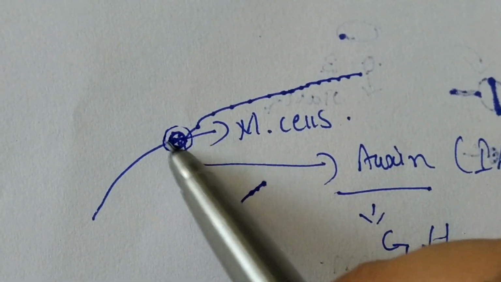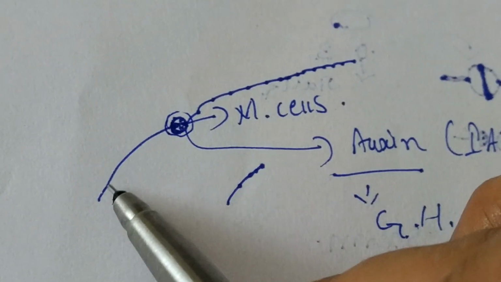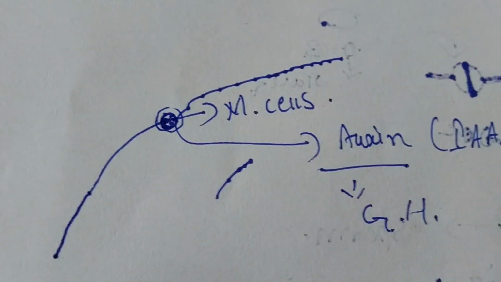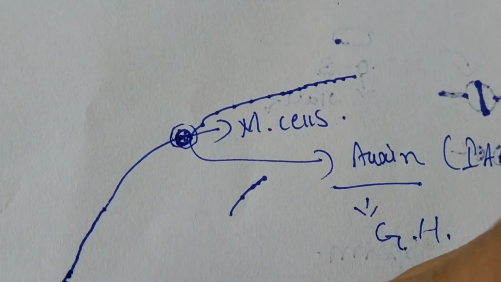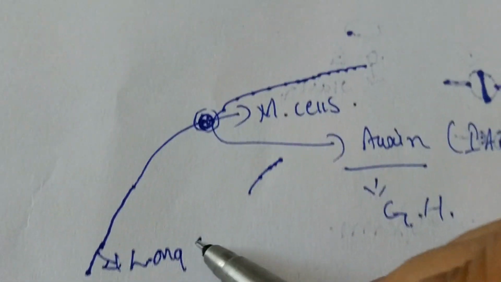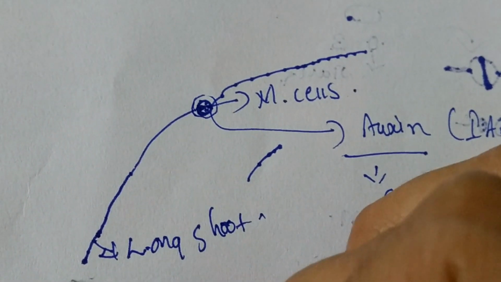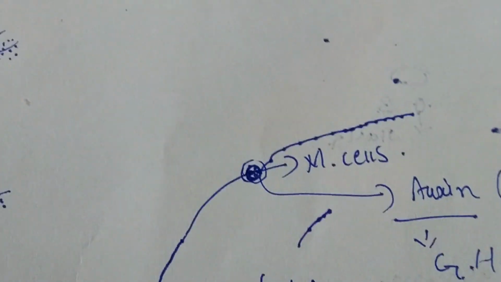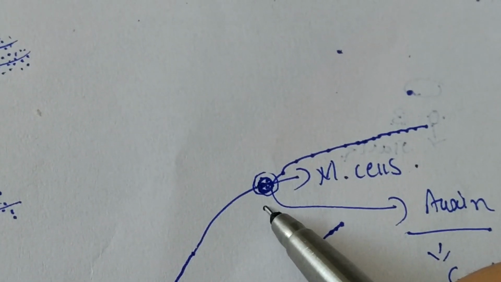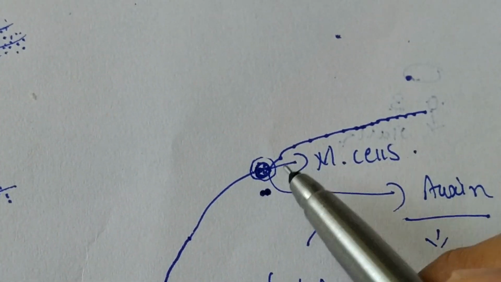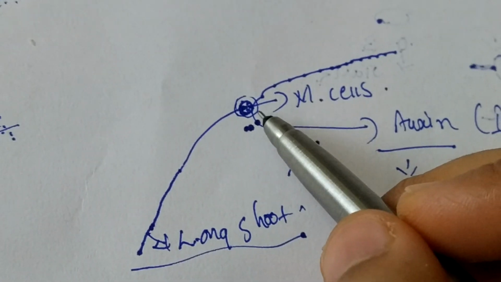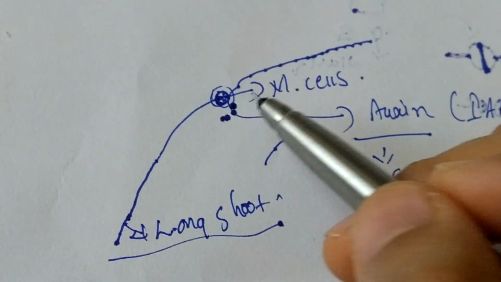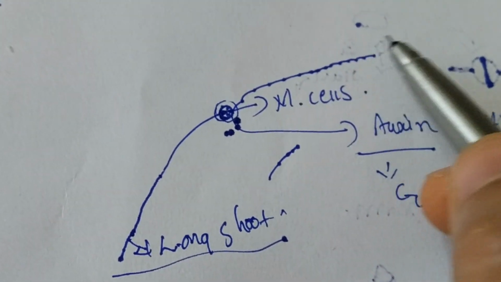This is what happens in this unlimited growth of the long shoot. That is the reason growth of this long shoot is unlimited. Why? Because of the presence of this apical bud, which contains the meristematic cells, which is going to produce the hormone called auxin or indole acetic acid. Because it is meristematic in nature, it is going to trigger the growth of new cells.